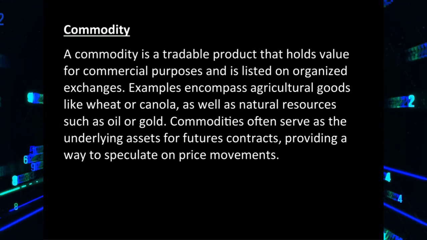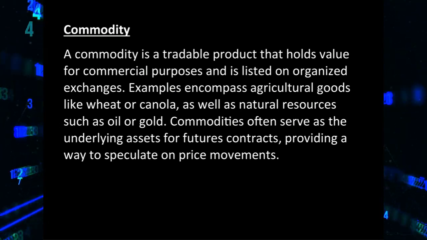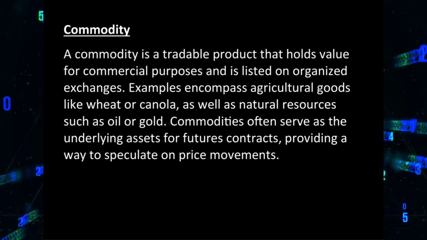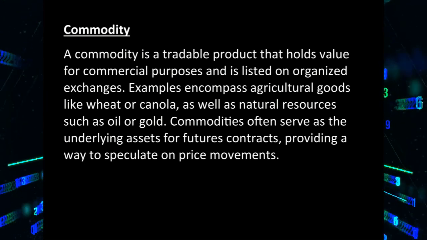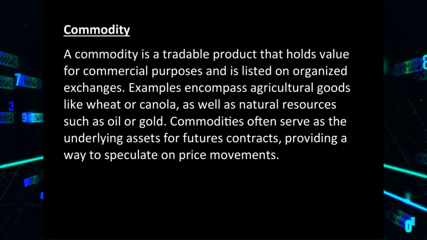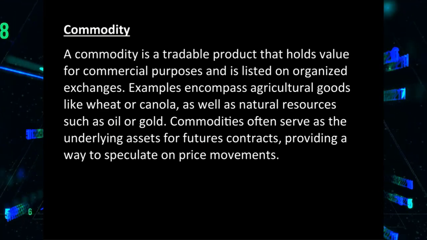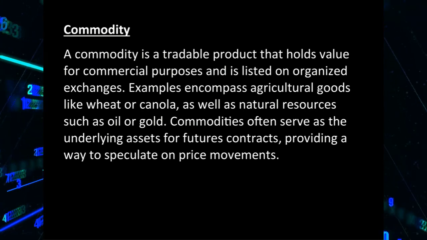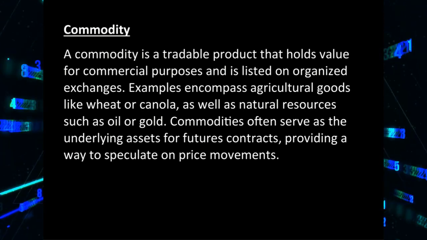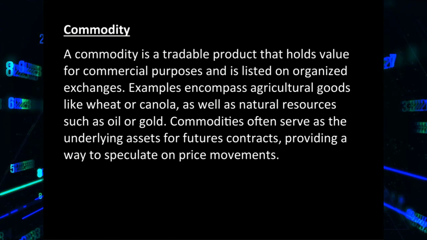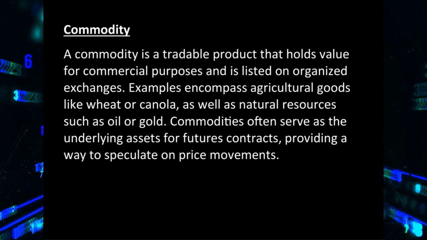Commodity. A commodity is a tradable product that holds value for commercial purposes and is listed on organized exchanges. Examples encompass agricultural goods like wheat or canola, as well as natural resources such as oil or gold. Commodities often serve as the underlying assets for futures contracts, providing a way to speculate on price movements.